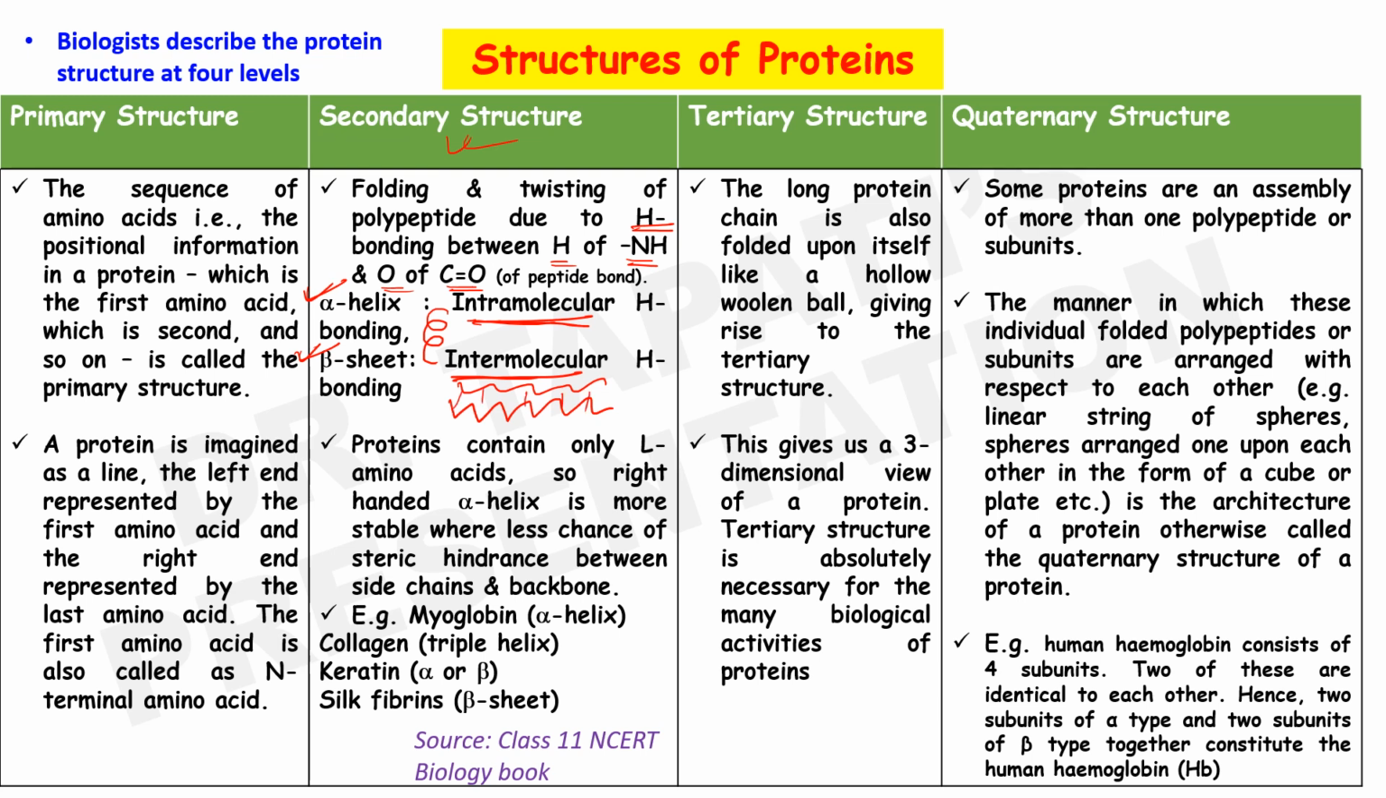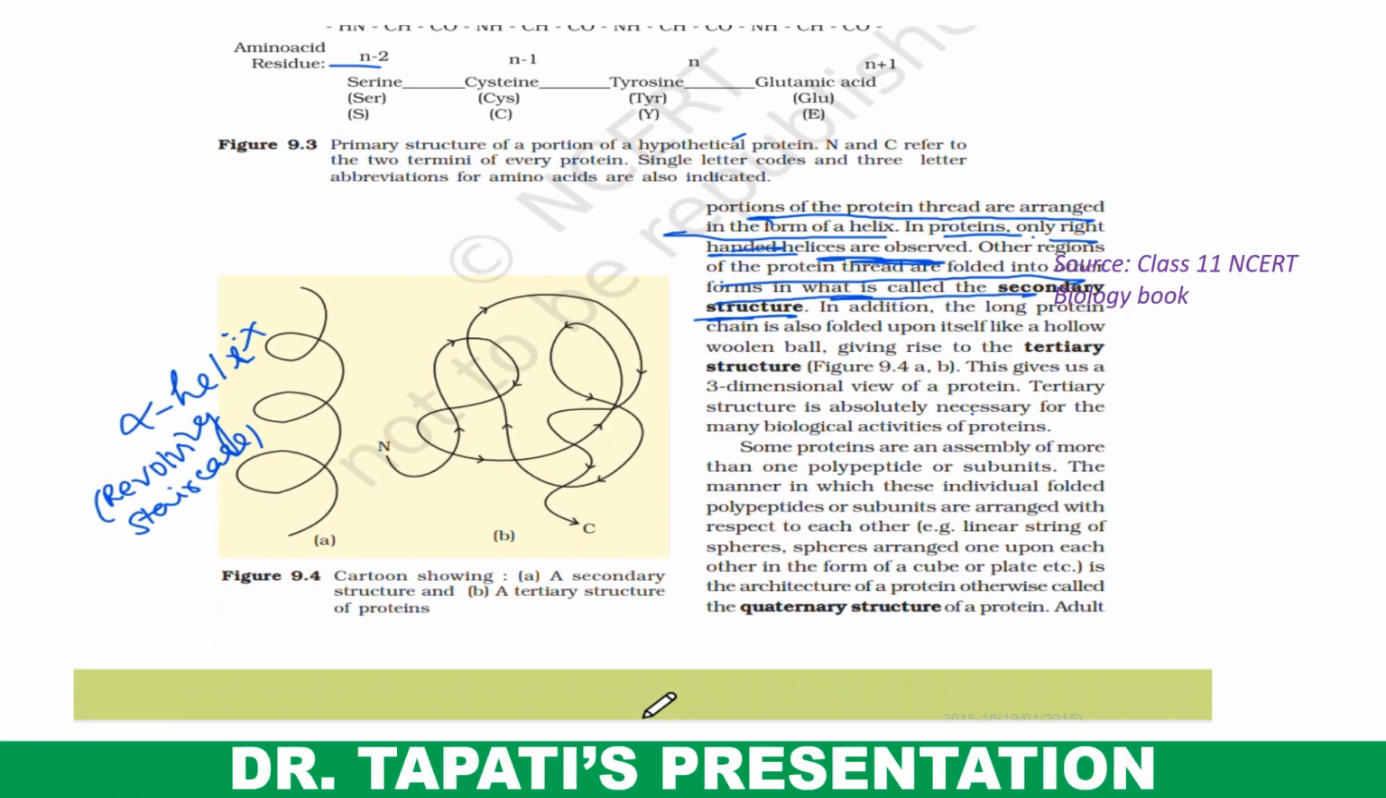Now, examples of a few proteins containing secondary structure: myoglobin contains alpha helical structure, collagen contains triple helix structure, and keratin has both alpha and beta structures. In silk fibroin, beta sheet is present. Two figures are given. The first one is the secondary structure of protein, and this is the alpha helical structure, which is like a revolving staircase.